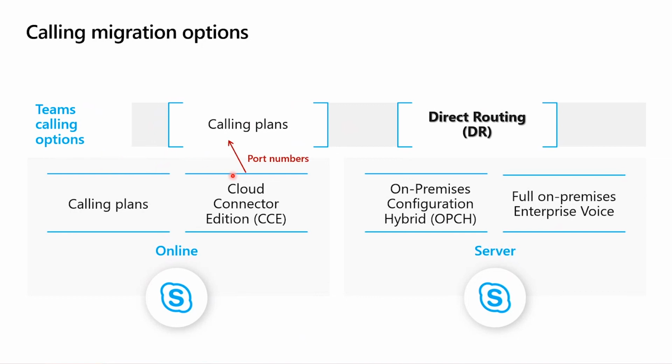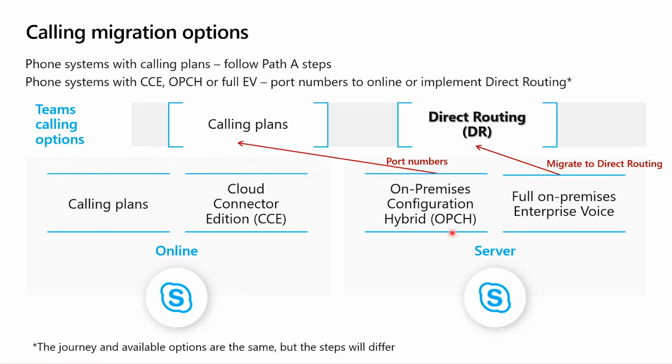If you deployed Cloud Connector Edition, you could port the numbers to Microsoft Calling Plan. It is an option if you live in one of those countries where we offer Microsoft Calling Plan, or you need to migrate to direct routing. Your Cloud Connector Edition may have already come with a session border controller. You can reuse the session border controller in most cases, add a second trunk, configure direct routing, and go from there.